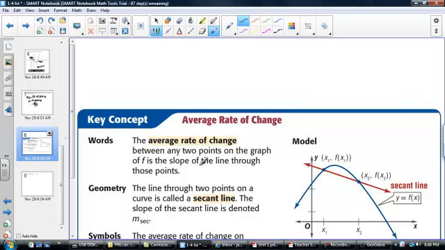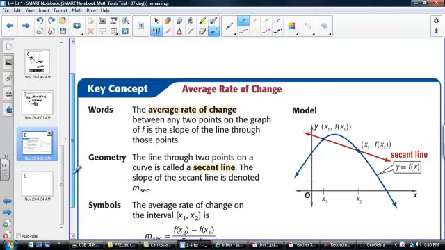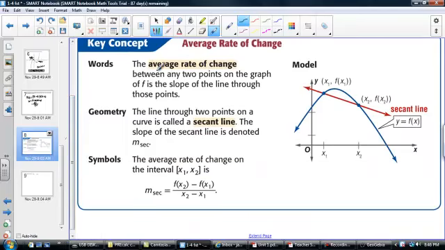Last thing we're going to talk about is average rate of change. Average rate of change, super simple. You've been doing it since Algebra 1. All average rate of change is, is the slope of a line. We're going to find the slope of a line through 2 points that are on our function. They're going to tell us 2 points, and they're going to say find the average rate of change between those 2 points.